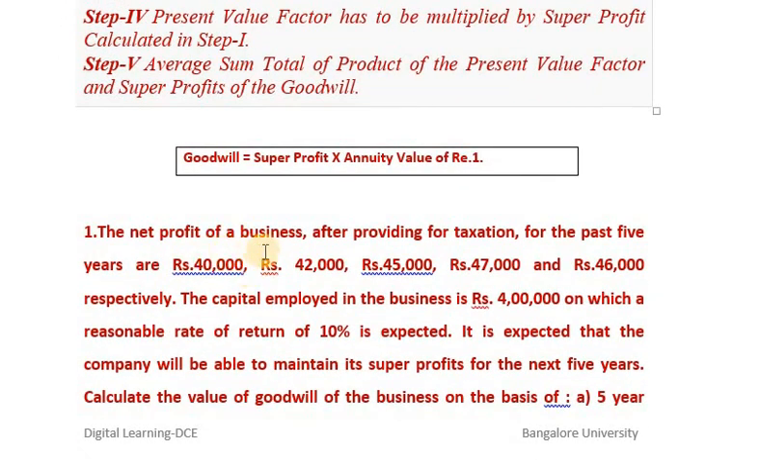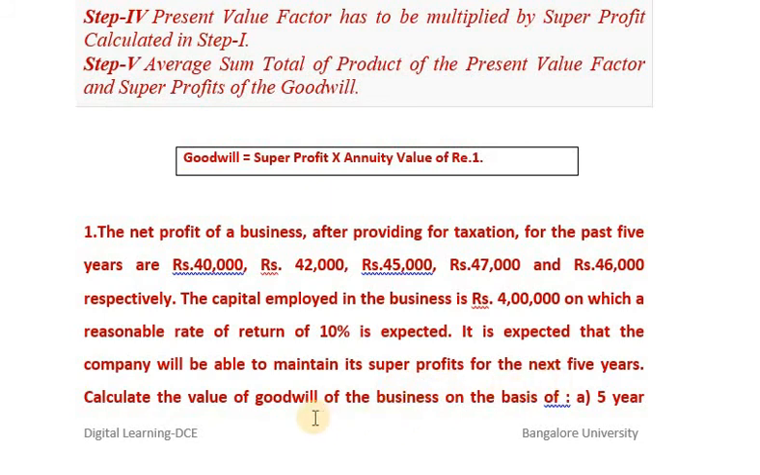The net profit of a business after providing for taxation for the past 5 years are ₹40,000, ₹42,000, ₹45,000, ₹47,000 and ₹46,000 respectively. We can notice here profits are fluctuating year after year. The capital employed in the business is ₹4 lakh, on which a reasonable rate of return of 10% is expected. It is expected that the company will be able to maintain its super profit for the next 5 years.